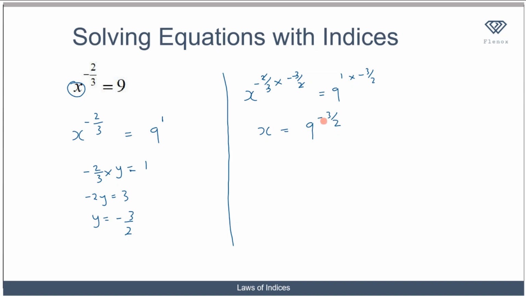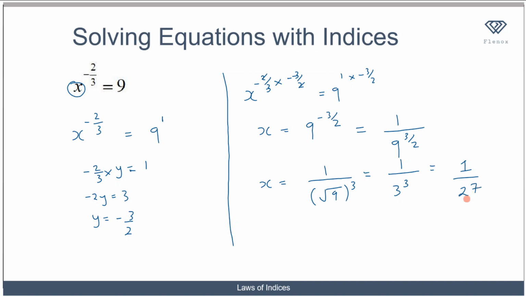To remove the minus sign, I need to change it to the reciprocal. So this is the same thing as saying, according to that law, 1 over 9 raised to the power 3 over 2. And if you remember our last law, this is the same thing as saying 1 over the square root of 9, all raised to the power of 3, based on the 7th law. You can revise it. So this will be equal to what? 1 over what is the square root of 9? The square root of 9 is 3. So 3 cubed. And what is 3 cubed? 27. So x is equal to 1 over 27.